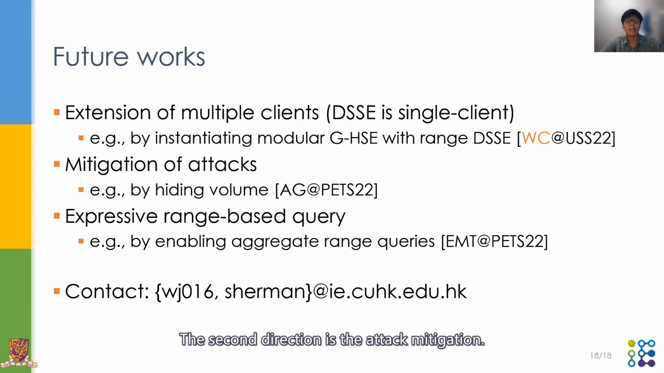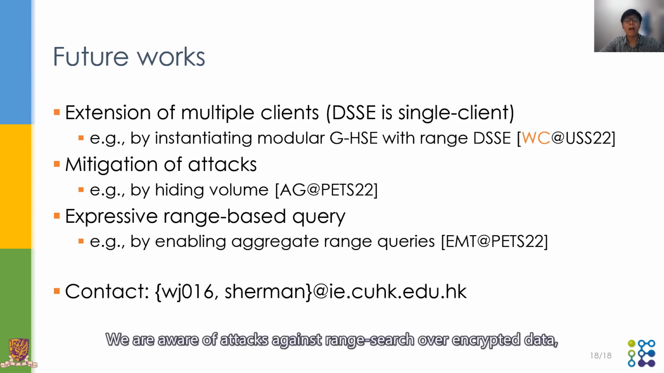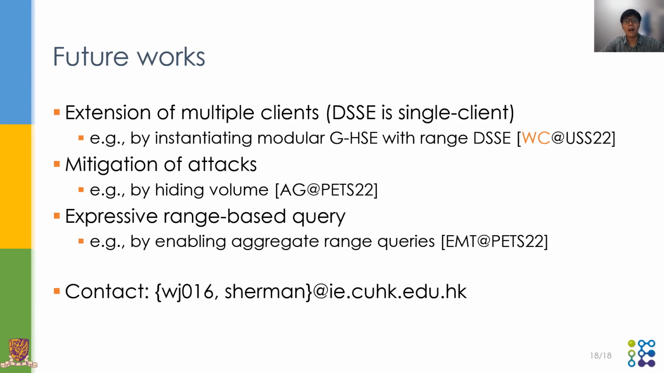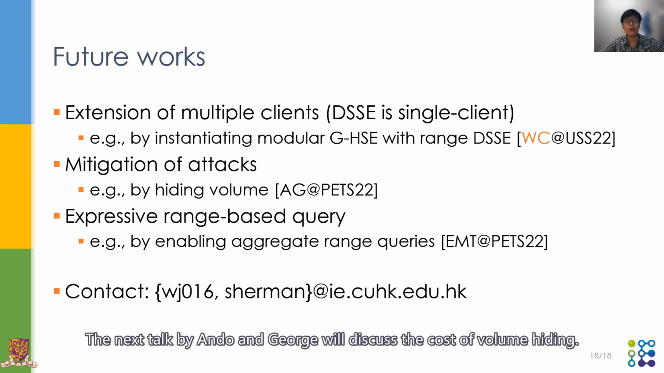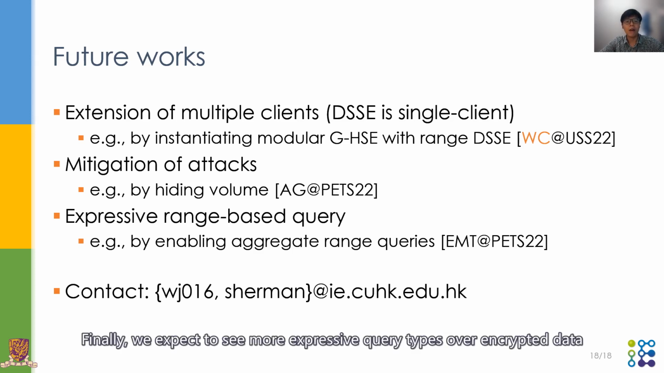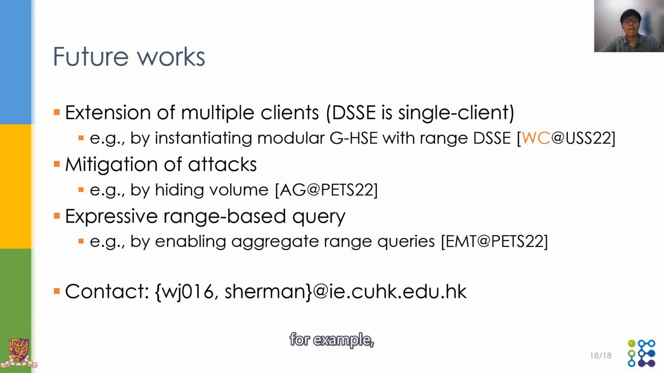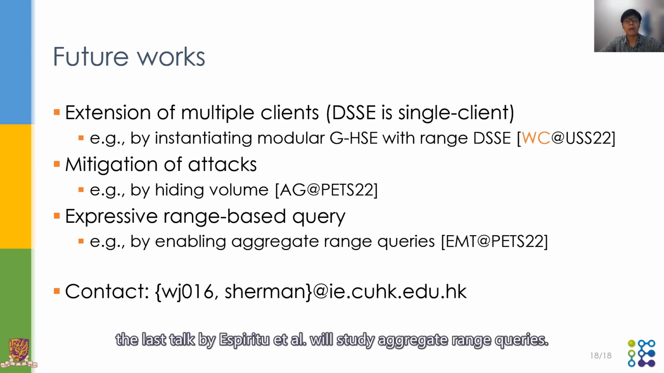The second direction is the attack mitigation. We are aware of attacks against range search over encrypted data, which often exploit the volume pattern. We may make range DSSE volume hiding as a mitigation. The next talk by Endo and George will discuss the cost of volume hiding. Finally, we expect to see more expressive query types over encrypted data based on range. For example, the last talk by Espirito et al. will study aggregate range queries.